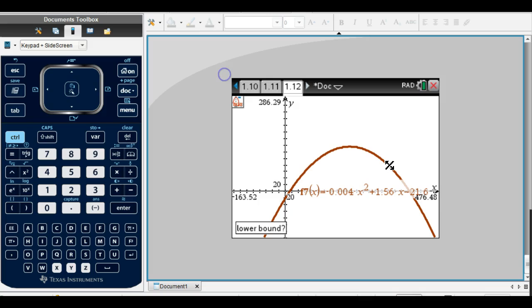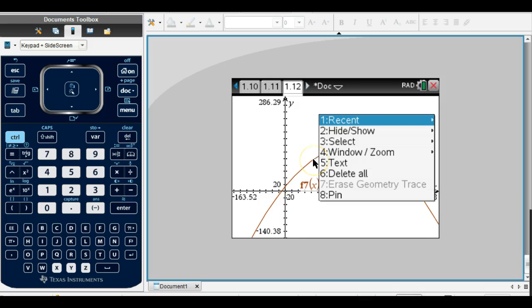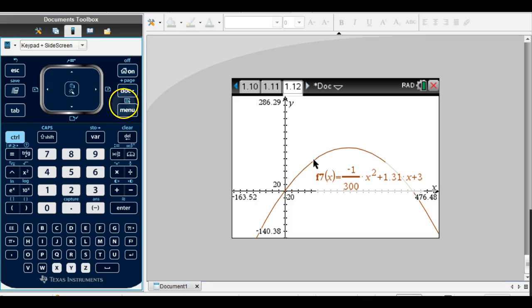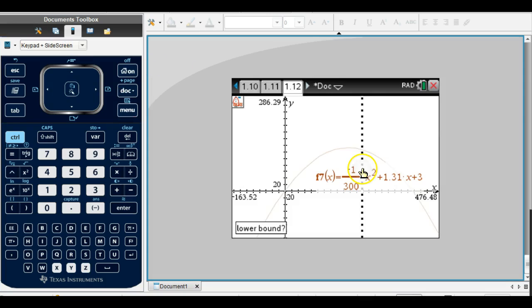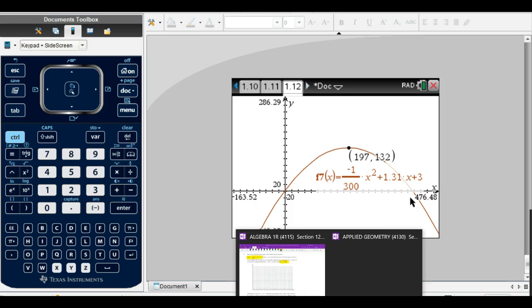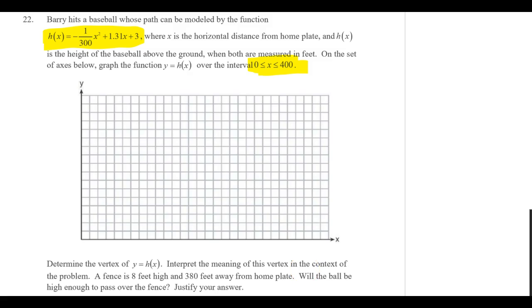I'm going to analyze this and find its maximum. I'm not going to change my equation. I'm going to analyze this and find my maximum. And the maximum height that it achieves is 132 feet when it's 197 feet from home plate, and they want me to model this up to 400. So I need to go up 132 feet on the y-axis, and I need to go to 400 on the x-axis.